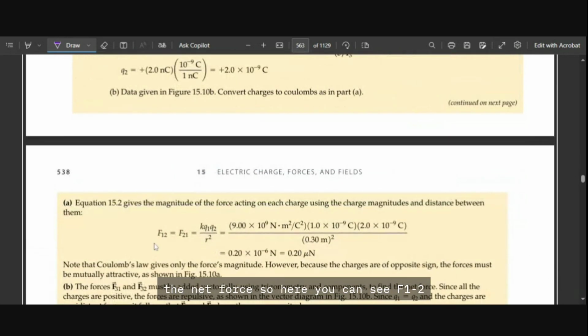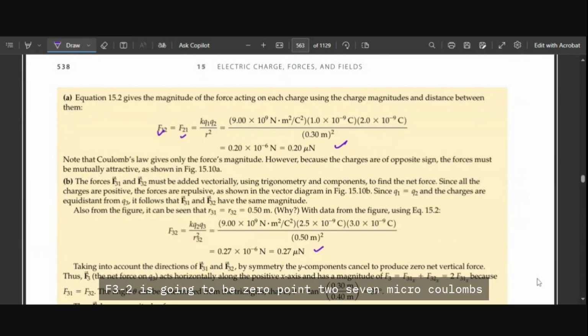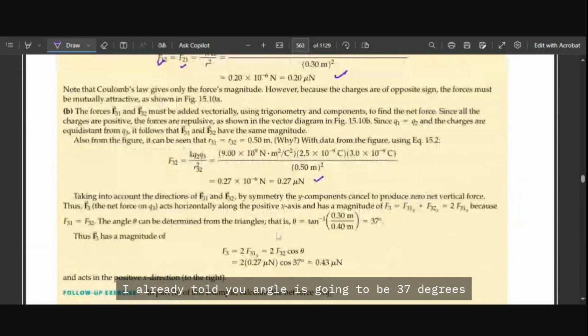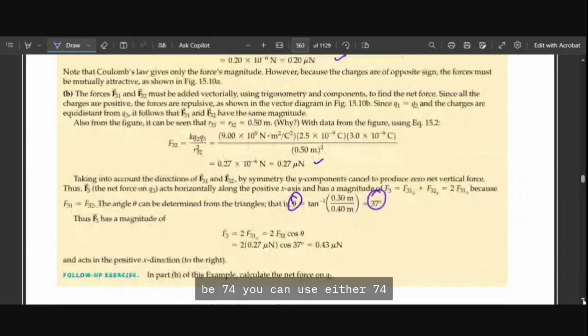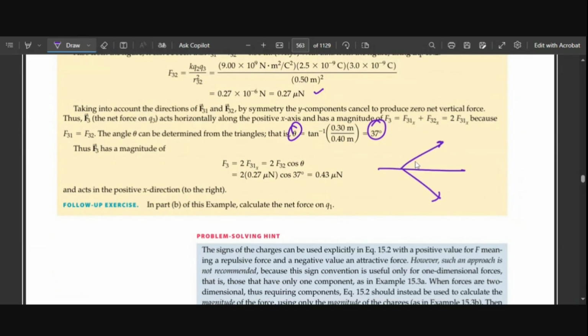So here you can see F12 and F21 are going to be the same. So the force is going to be 0.2 microcoulombs. Similarly, F32 is going to be 0.27 microcoulombs. I already told you the angle is going to be 37 degrees, so the sum of these two angles is going to be 74. You can use either 74, or you can just use 37 degrees to find it. Like see, there are two forces. They are acting at 37 degrees.